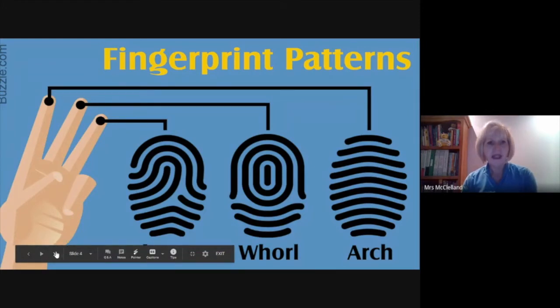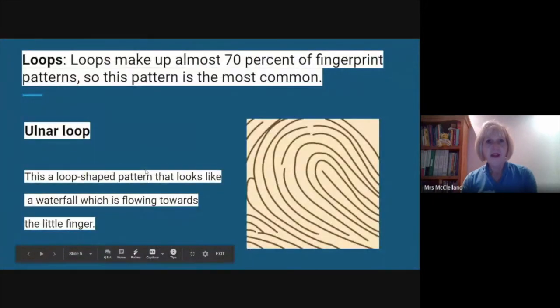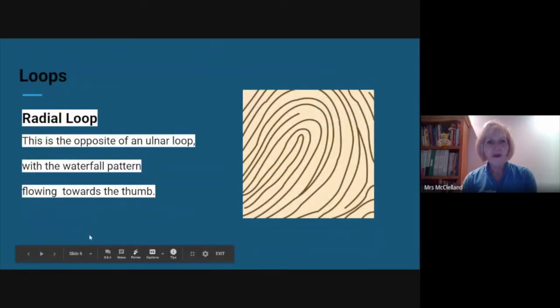You can see the different shapes here. Loops make up almost 70% of fingerprint patterns, so this pattern is the most common. So you're bound to have some of your fingers with this type of pattern. There's two different types of loop, one called an ulnar loop. All this means is the loop shape flows like a waterfall and it looks like it's flowing towards your little finger. The opposite one to that is the radial loop, and this one looks like it's flowing towards your thumb. Obviously, you'll need to check which hand you took the fingerprint from to see whether it's flowing towards the thumb or the pinky finger.